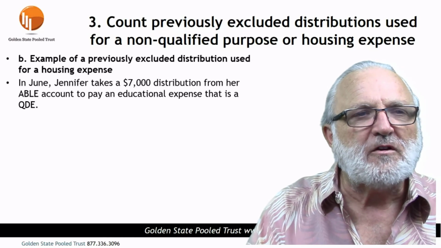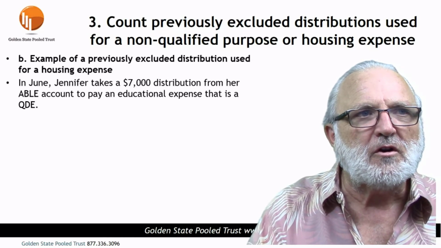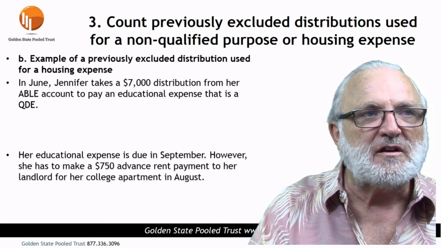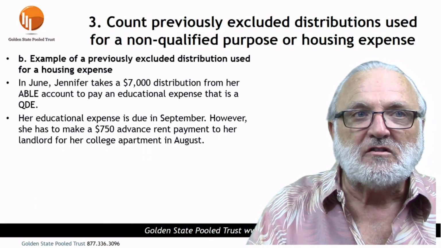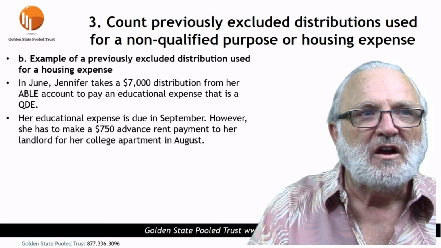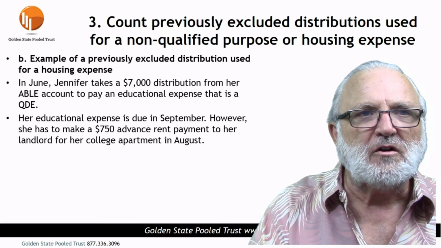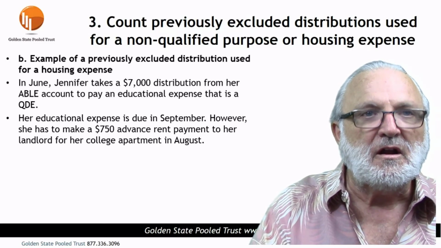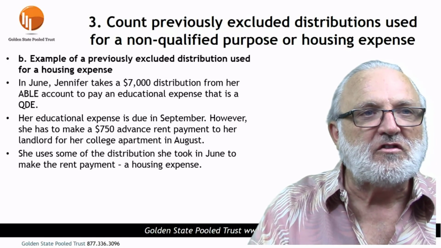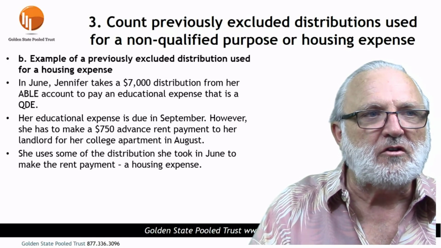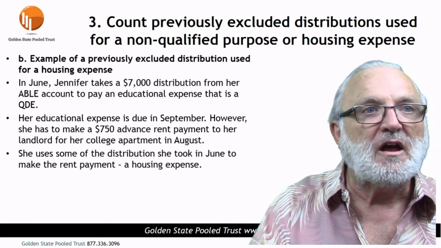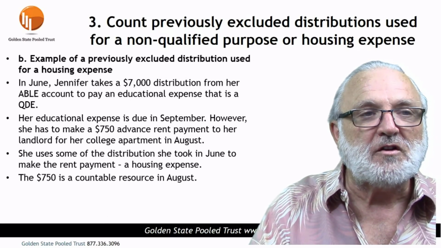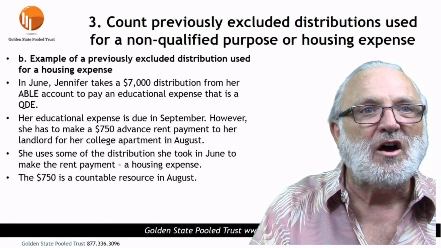In June, Jennifer takes a $7,000 distribution from her ABLE account to pay an educational expense that is a qualified disability expense. Her educational expense is due in September. However, she has to make a $750 advanced rent payment to her landlord for her college apartment in August. She uses some of the distribution she took in June to make the rent payment, a housing expense. The $750 is a countable resource in August.